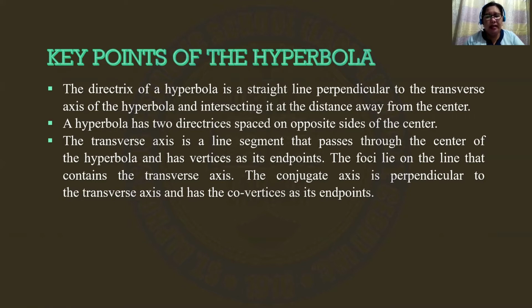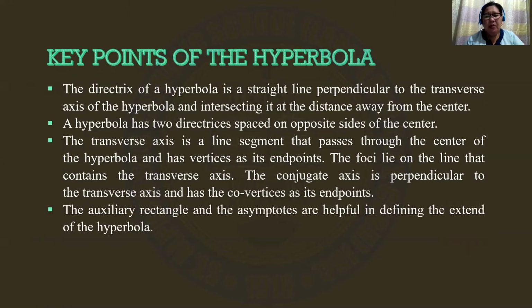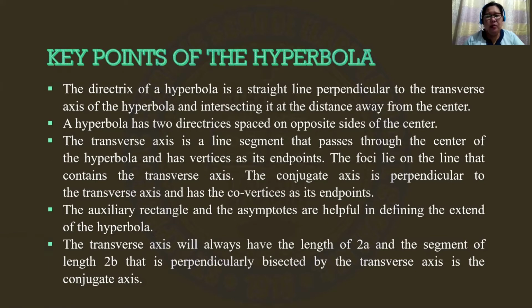The conjugate axis is perpendicular to the transverse axis and has the co-vertices as its endpoints. The auxiliary rectangle and the asymptotes are helpful in defining the extent of the hyperbola. And the transverse axis will always have the length of 2a, and the segment of length 2b that is perpendicularly bisected by the transverse axis is the conjugate axis.